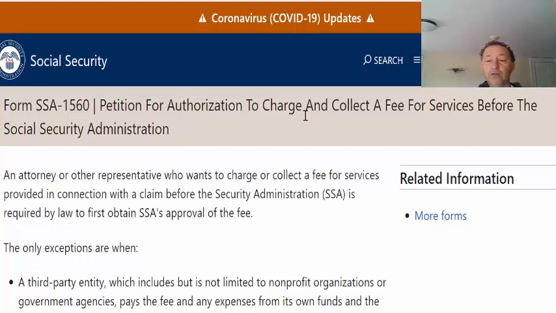Now, the first attorney is not going to be able to get their $2,000 if they didn't do the work right, and if they don't file the fee petition correctly, which is not that difficult to do. So you need to understand where you're at with this. I'm going to back up a little bit.